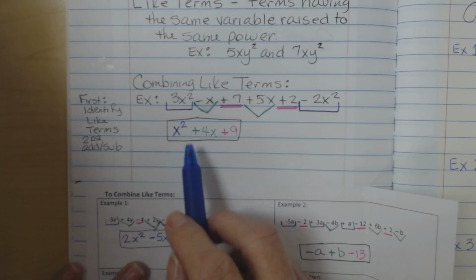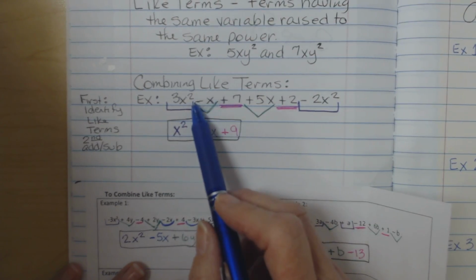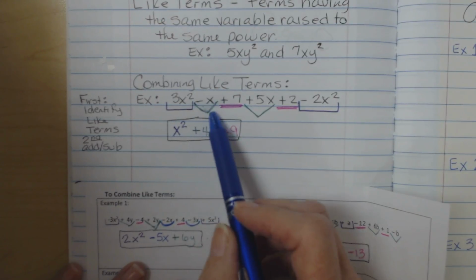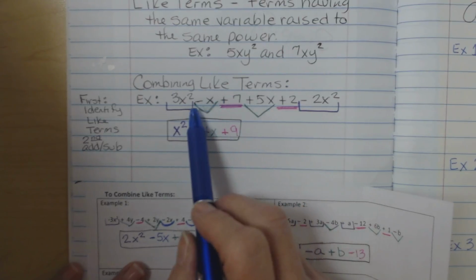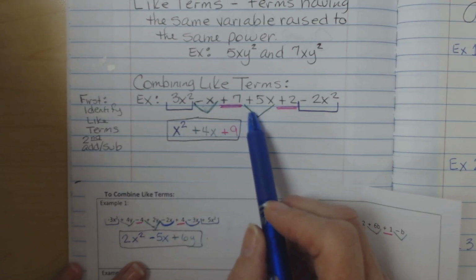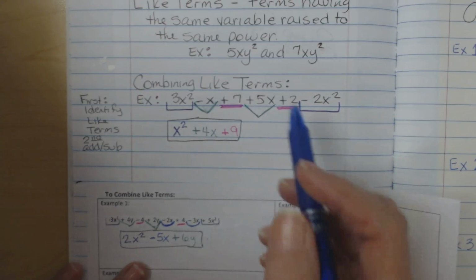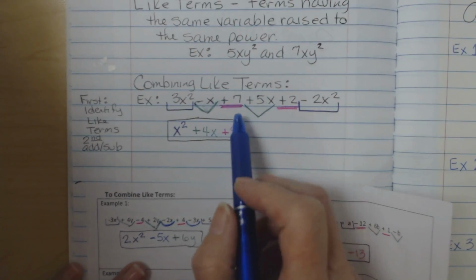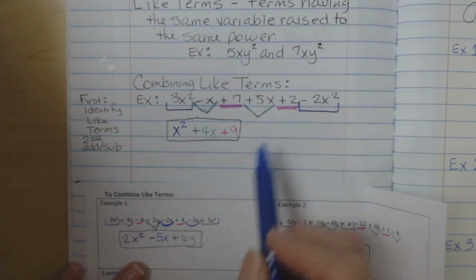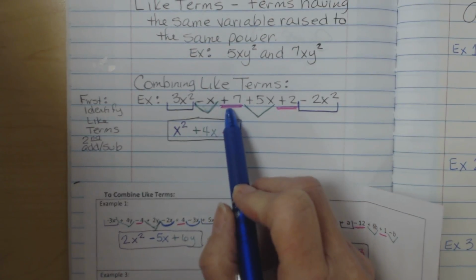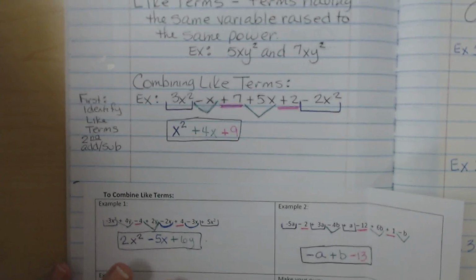So I'm going to use a different symbol for my x terms, and I also used a different color. I'm using like a little V or part of a triangle for that. So I have a negative x here and a positive 5x here. Those are the only x terms I have. Then for the constant terms, I just went ahead and underlined those. So we have a positive 7 and a positive 2.